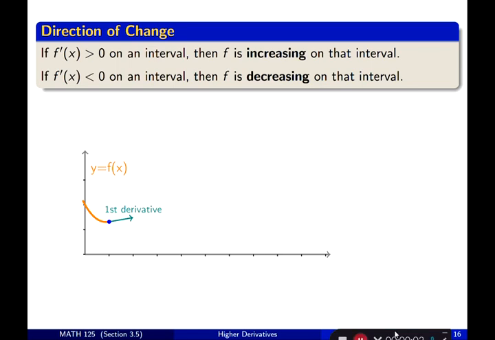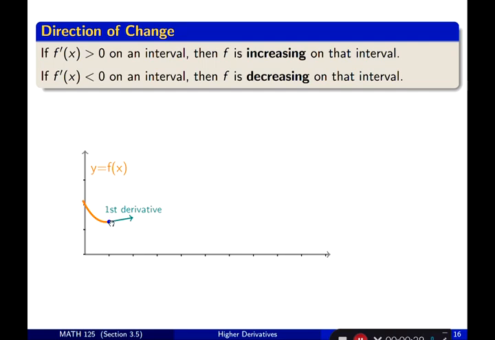We're on section 3.5 and discussing direction of change. If f prime of x is bigger than 0 on an interval, then f is increasing on that interval. If f prime of x is less than 0 on an interval, then f is decreasing on that interval. Let's look at how it looks on the graph.